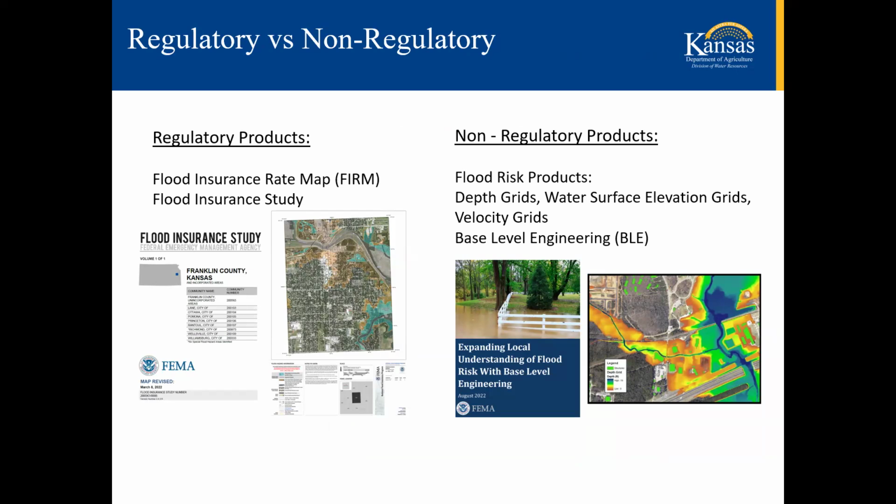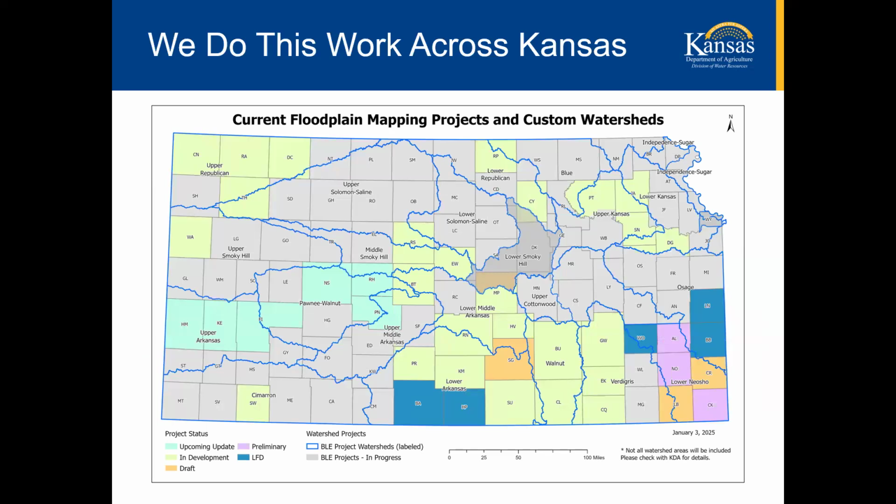But we do have these other non-regulatory products. So again, the base level engineering, it's a start. It hasn't gone through that full process, but it's still useful. We have depth grids, water surface elevation grids, velocity grids, and so many of those are just a lot more updated than some of the effective FIRMs. If it's been more than 5 years since the effective date, we have updated risk data that can better inform a community available in some areas. So, if you're ever interested in that, let me know.